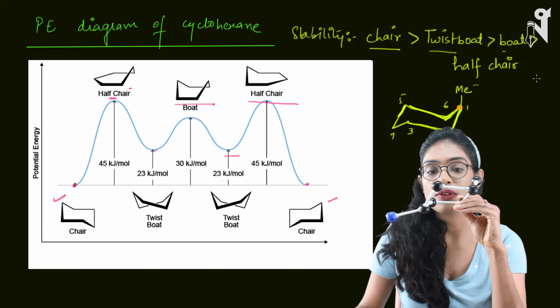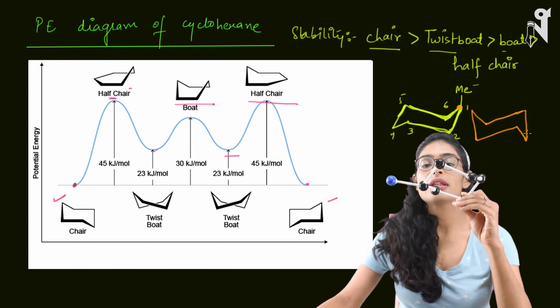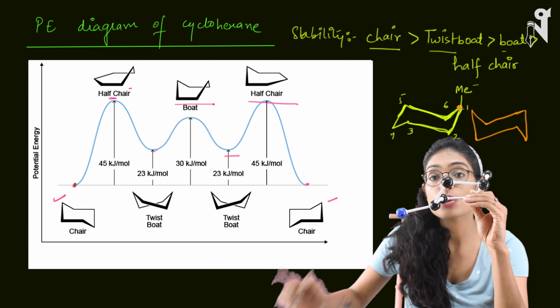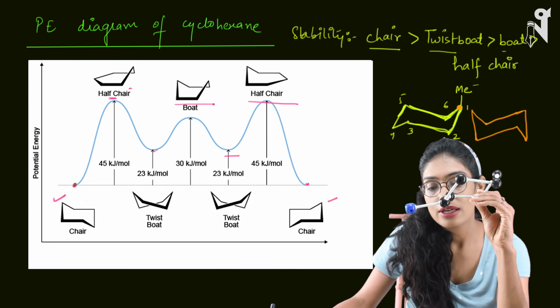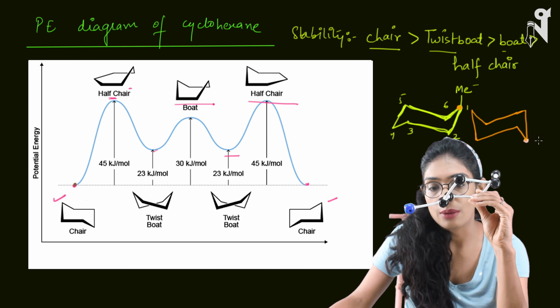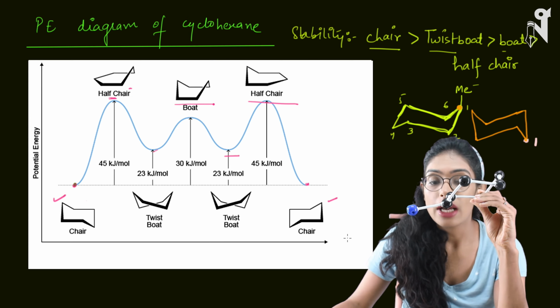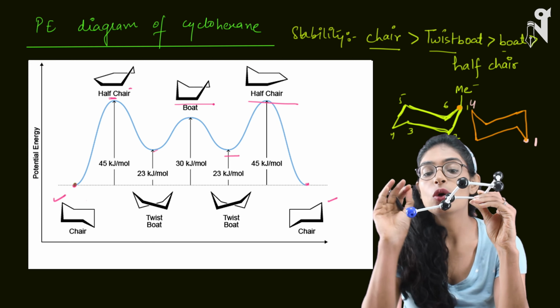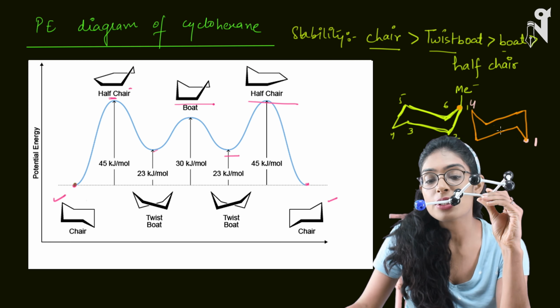Now let me just draw this flip chair. It will be something like this, right? Now this first methyl, which was pointing upwards, is now pointing downwards. So this is my first carbon. Please look at it very carefully. And this is my fourth carbon, which is pointing upwards. I hope you're able to make out what I'm trying to say. The one which was pointing up is pointing down now, or the one which was pointing down is pointing up now.